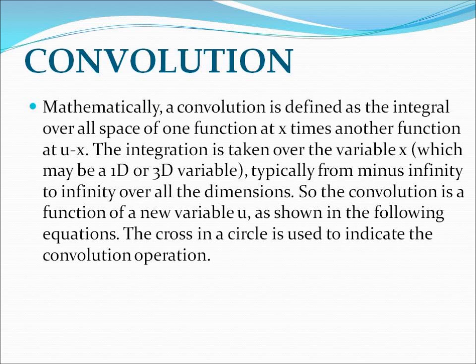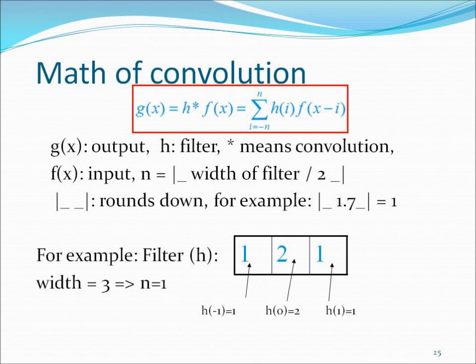Convolution. Mathematically, a convolution is defined as the integral over all the space of one function at x times another function at u minus x. The integration is taken over the variable x, typically from minus infinity to plus infinity over all the dimensions. So, the convolution is a function of a new variable u, as shown in the following equations. The cross in a circle is used to indicate the convolution operation. The mathematical representation of convolution is as shown.